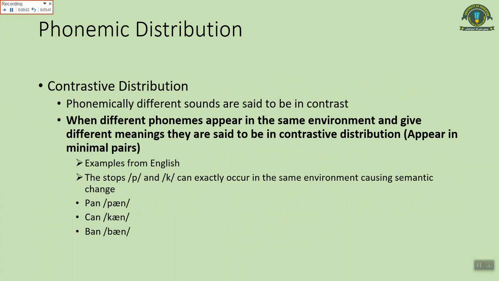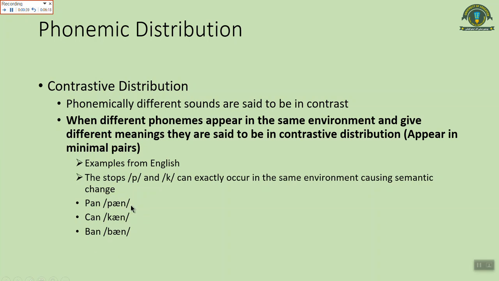Then contrastive distribution. The concept of contrastive or phonemic distribution is actually linked to this concept of minimal pairs. We say that phonemically different sounds are said to be in contrast. When different phonemes appear in the same environment and give different meanings, they are said to be in contrastive distribution. Obviously, when phonemes are in contrast, they appear in minimal pairs. Now examples from English are written here.